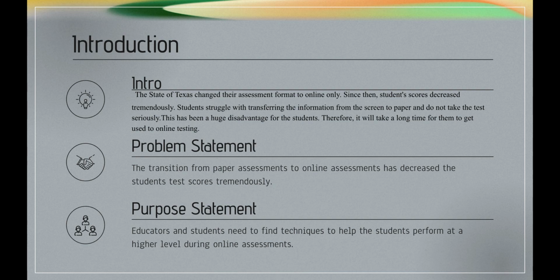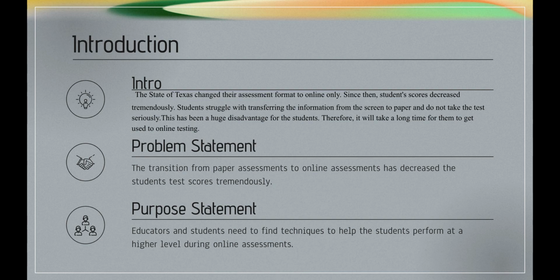Now, this transition happened very fast. And since the state of Texas changed it, a lot of the districts from the state of Texas also changed their assessment to online only to try and mirror what the students would see at the end of the year. Now, the students have been taking a hit in their scores because they are not used to online testing as much.